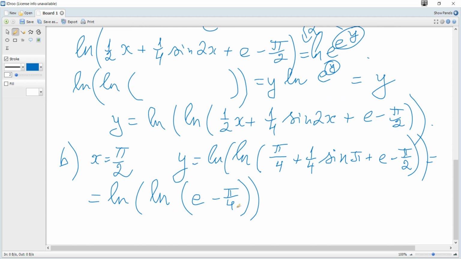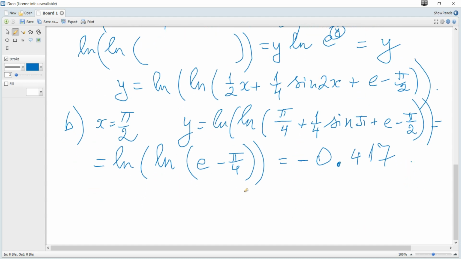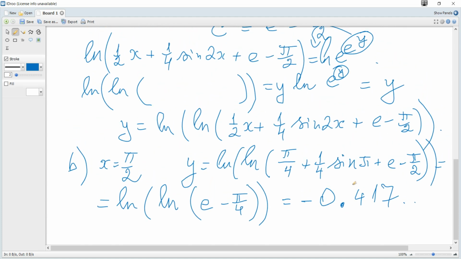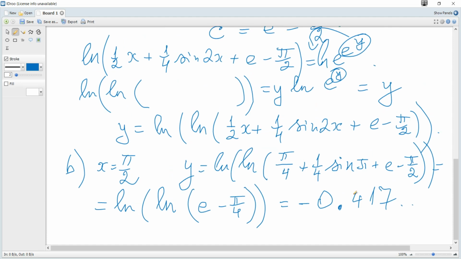So that's the exact answer, and if it's a question with a calculator, it can be calculated, and it's negative 0.417 to 3 significant figures. So if it's specified that the answer should be given as the exact value, you should write it like this, or if it's a paper 2 question with calculator, you may calculate and find the value to 3 significant figures. And that's all for this question.